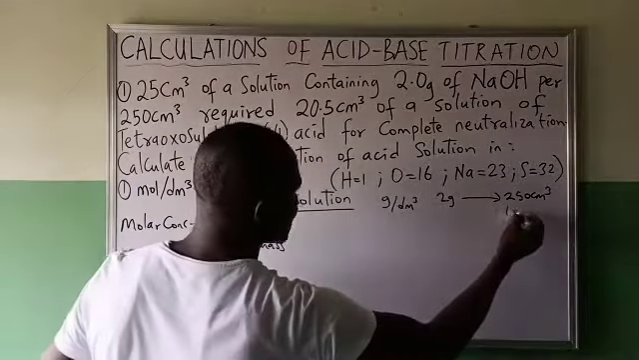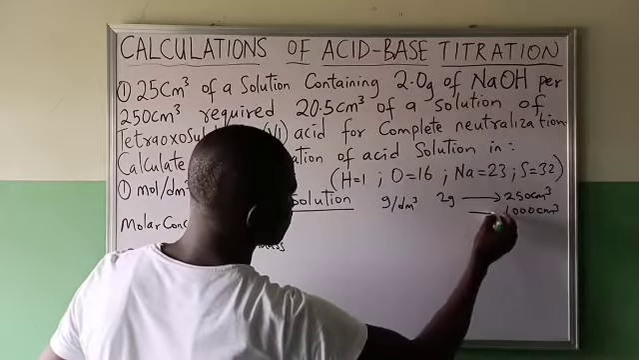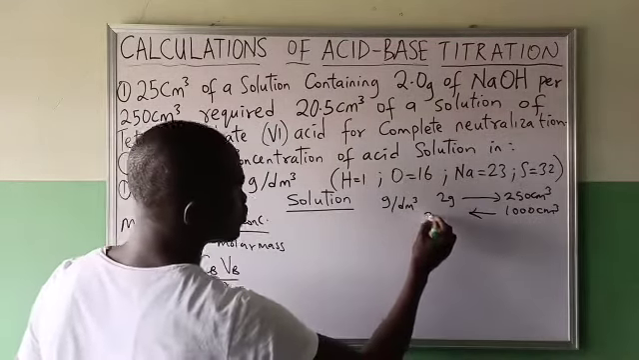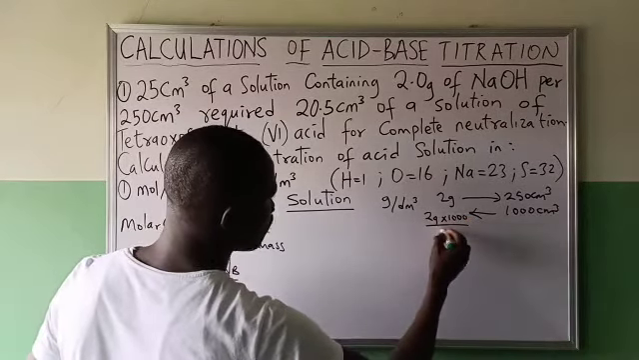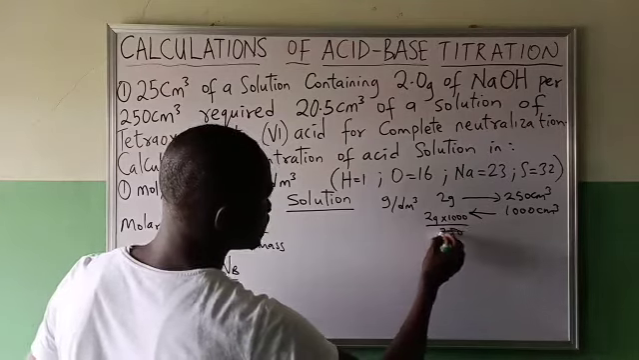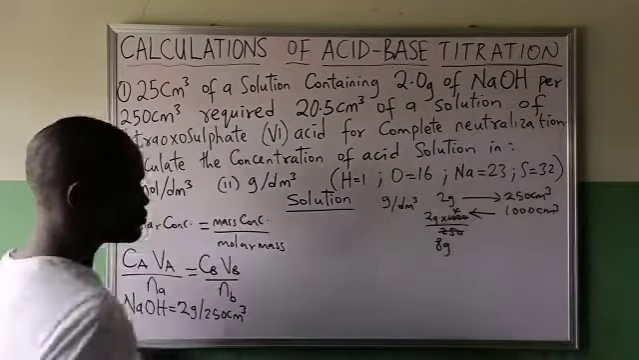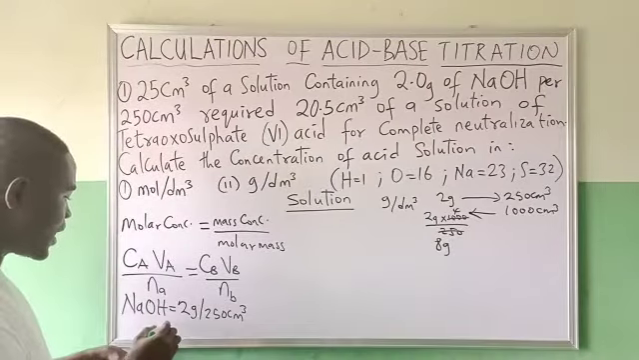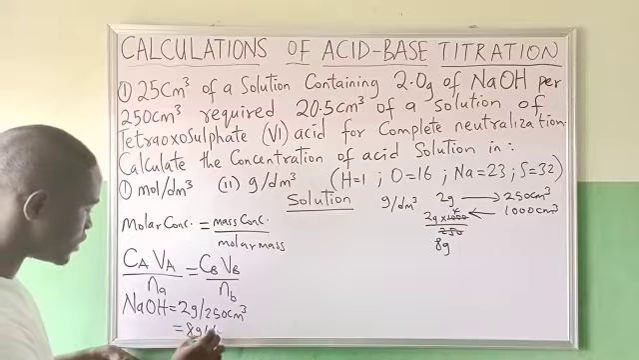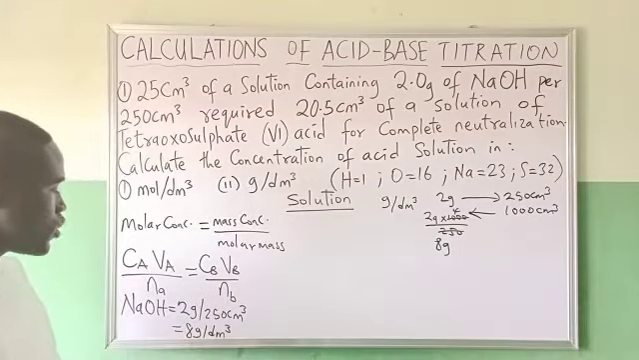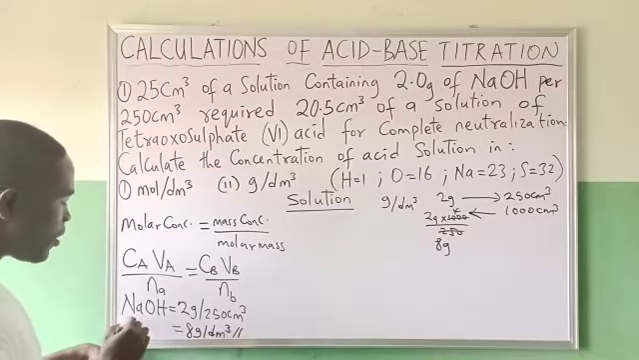Then in 1000 cm cube, which is equivalent to 1 dm cube, what will it give you? 2 gram times 1000 all over 250. This here 4, that is 8 gram. That means this is equivalent to 8 gram per dm cube. This is what we call the mass concentration of sodium hydroxide.